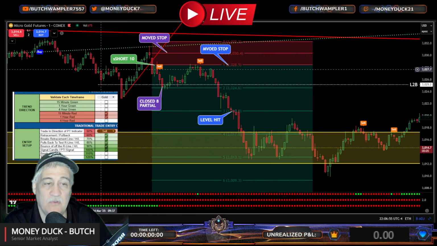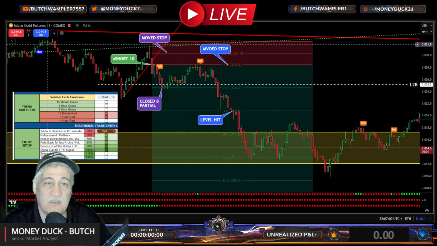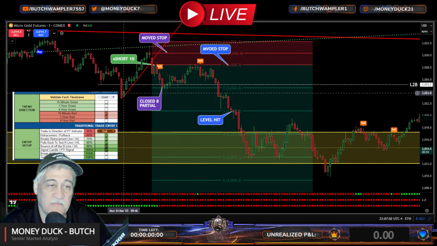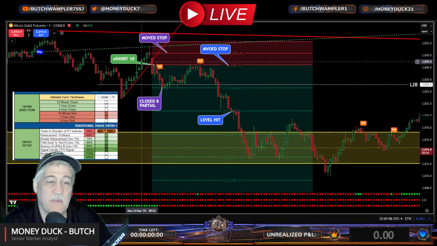Okay, so it had moved short, right? The 15-minute, 1 hour red, and it changed over. So it's moved short, and then it's pulling back. That's our retracement or pullback.